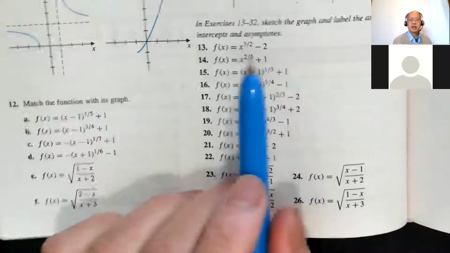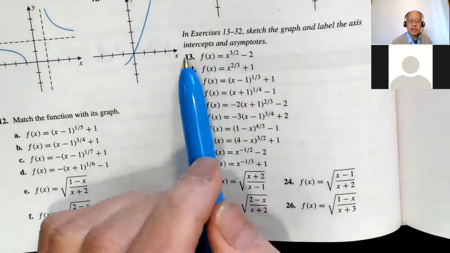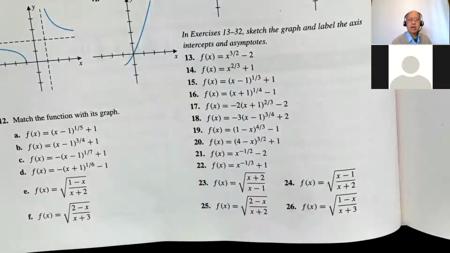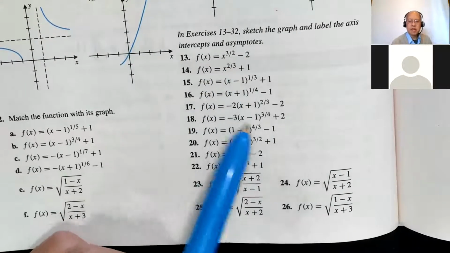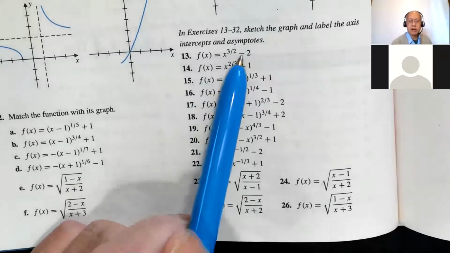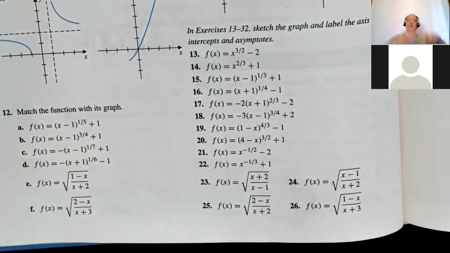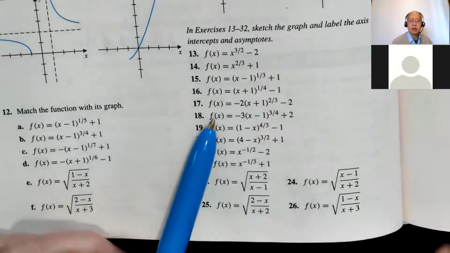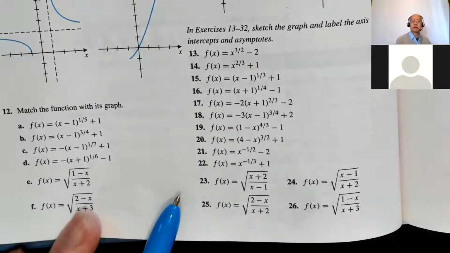What else is there in this section? How do you graph stuff like this? So sketch the graph, label the axis, intercepts, and asymptotes. So we'll talk about having rational exponents. Okay. But all the other stuff looks like stuff we've done before. You know, subtract 2, add 1, parentheses. That just moves the graph left, right, up, and down. So we see that similar theme occurring once more. Okay, so I'll tackle that starting tomorrow.